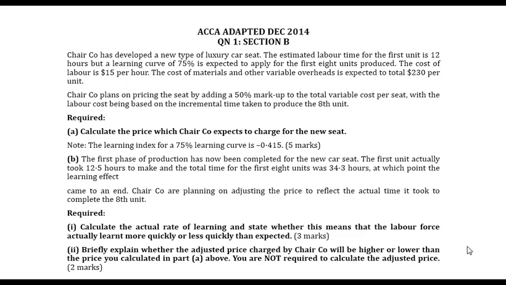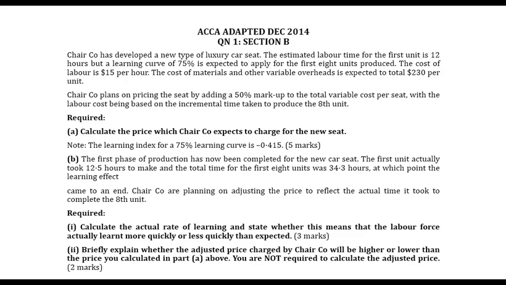Required: A. Calculate the price which Chair Company expects to charge for the new seat. Let's proceed with A first; we'll look at B later. We are given the note here: the learning index for a 75% learning curve equals negative 0.415. We're given this figure already. Actually, there is a formula to compute it, but we'll see. So we can go to our question and see what we have to do.